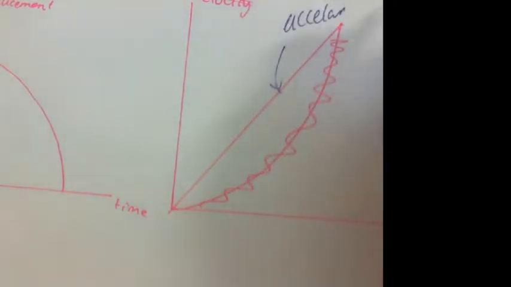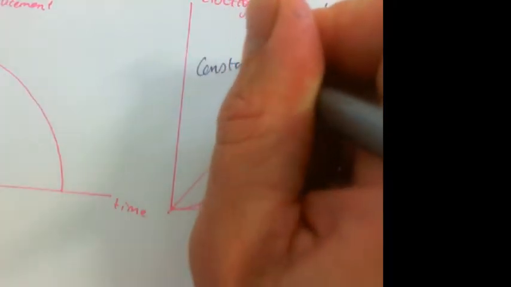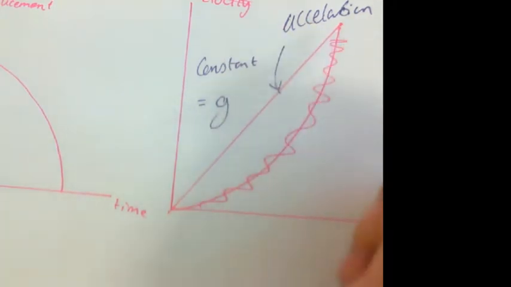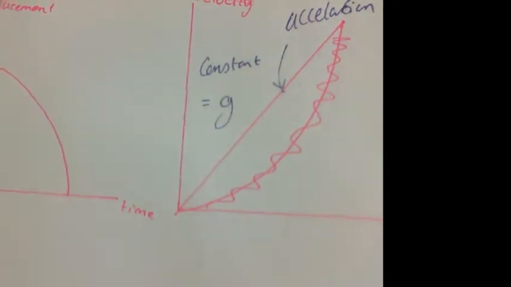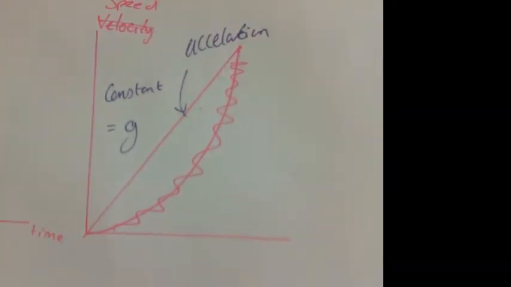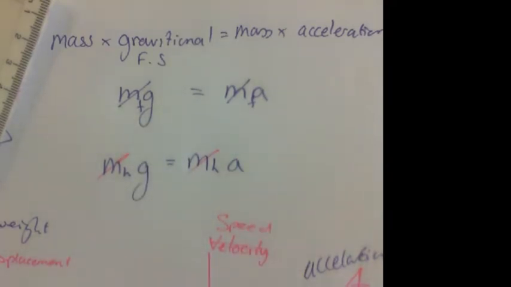The acceleration is constant and it equals g. Okay, so the gradient here will equal the gravitational field strength of this one. Okay, because we know that the acceleration is g, and we know that the gradient is the acceleration on a speed time graph.